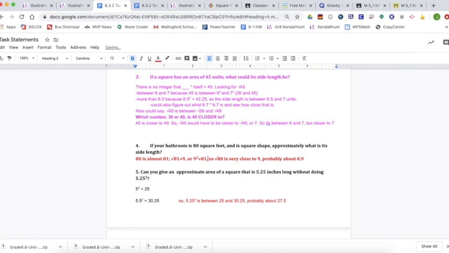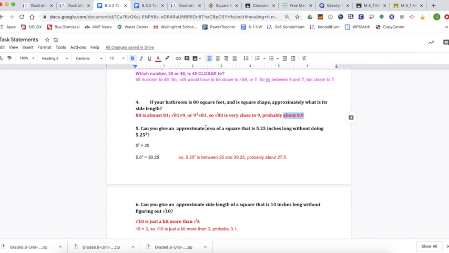So since 80 is very close to 81, the square root of 80 is probably very close to the square root of 81, or 9. So it's probably about 8.9, because it's pretty close. And really, that's the best we can say right now: 80 is pretty close to 81, so it's probably about 8.9. All right. Can you give an approximate area of a square that is 5.25 inches long without doing 5.25 squared?